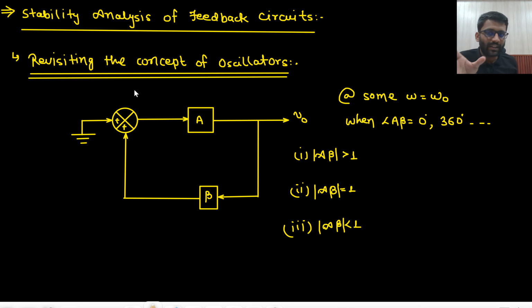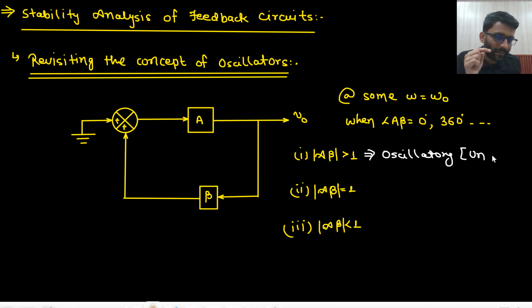Okay, so what we studied there, now we are going to study in the feedback circuit, just revisiting the concept of oscillations. What it was saying is that at a particular frequency omega naught, if our phase shift around the loop is 0 degree or 360 degree, and if my gain is greater than or equal to 1, then my system will be oscillatory, or I can say unstable.